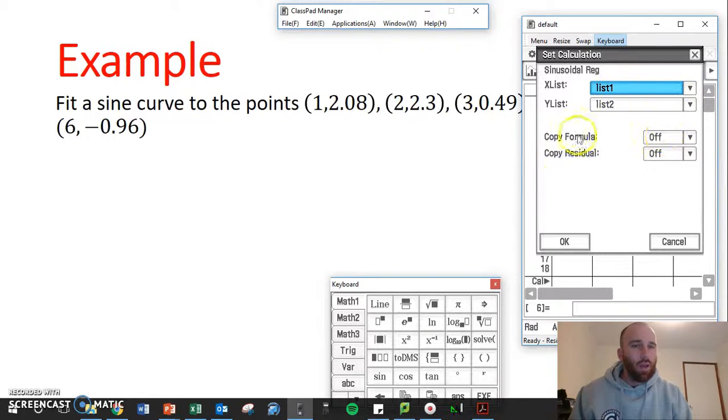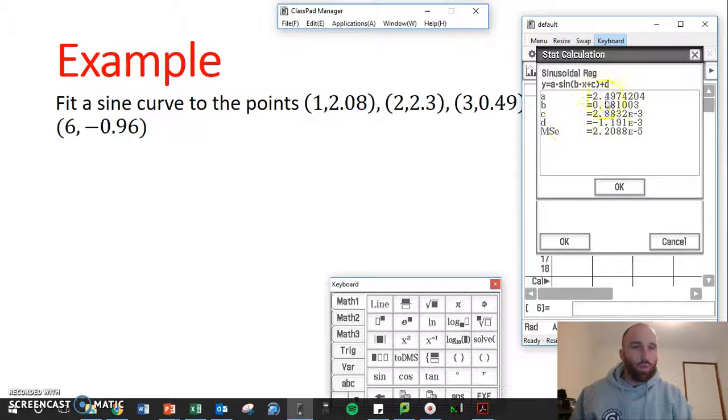Okay. And on the list, what I'm actually going to do is see the copy formula. I'm actually going to copy it to, we'll go to Y3. Okay, I'll show you why I've saved it to Y3. So if we go OK, just give it 2 seconds. Okay, what we've got is, as you can see, the formula at the top, so y equals a sine bx plus c plus d. I've got all these values that I need to put in.